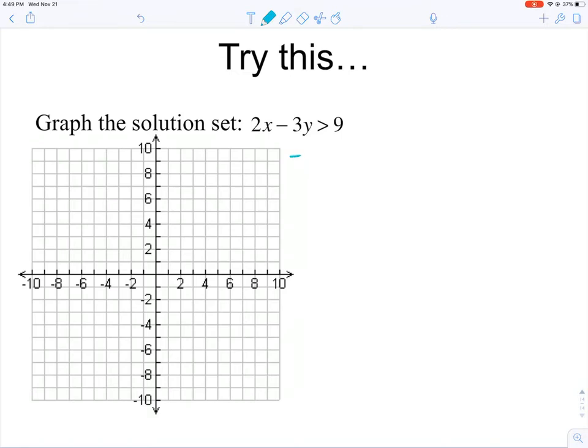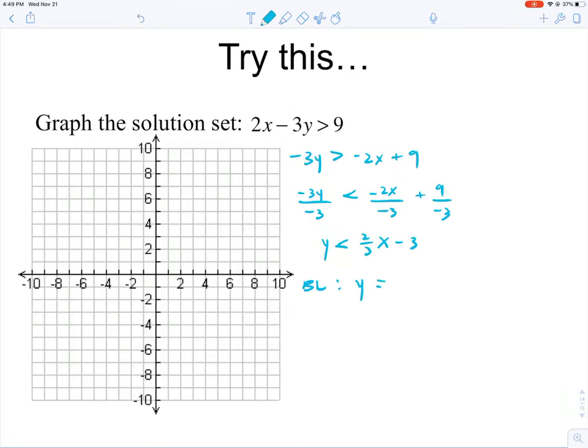Okay. Getting y by itself on one side of the inequality, I'm going to subtract 2x from each side, and then we will divide by -3, and again we need to flip the inequality this time. So we get y is less than 2/3 x minus 3. So the equation of the boundary line is y equals 2/3 x minus 3. It'll be a dashed boundary line.